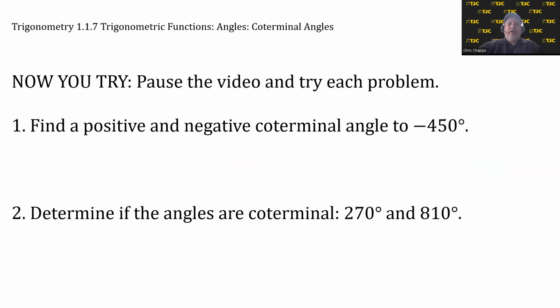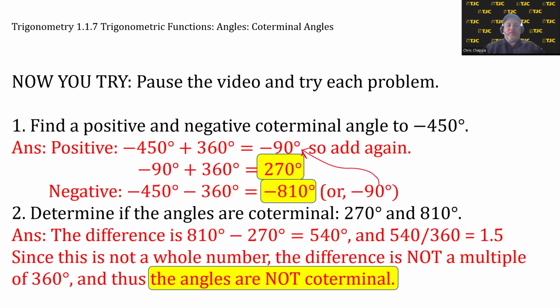Now you try. Pause the video and try each problem. Number 1. Find a positive and negative coterminal angle to negative 450 degrees. And number 2, determine if the angles are coterminal, 270 degrees and 180 degrees. Pause the video and try them. Here's your spoiler alert. If you haven't paused the video and tried them, you'll need to do it now because answers are incoming in 3, 2, 1, answers.